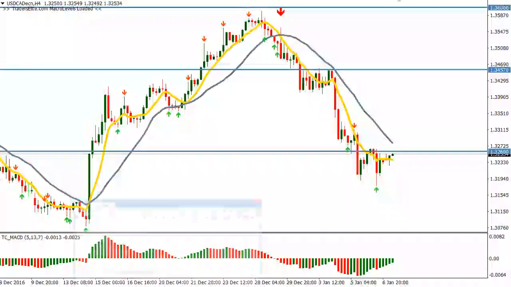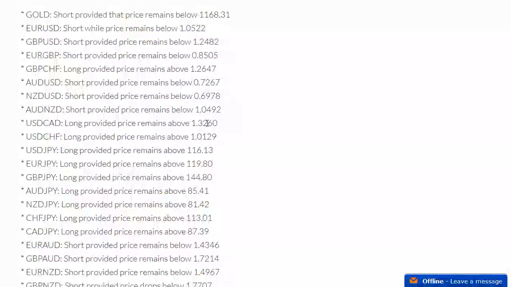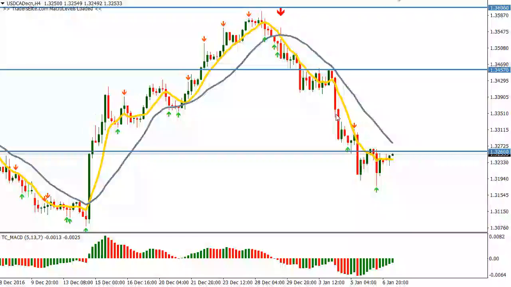So back to the dollar CAD. Dollar CAD long provided price remains above 132.60. Okay, we've dipped just below that, and in the last market analysis a few days ago, it was around over here, and I was suggesting that we wait until this 132.60 level. Now it's been zigzagging around a little bit.